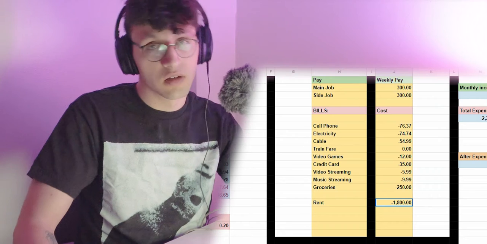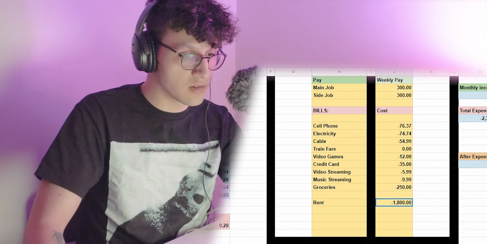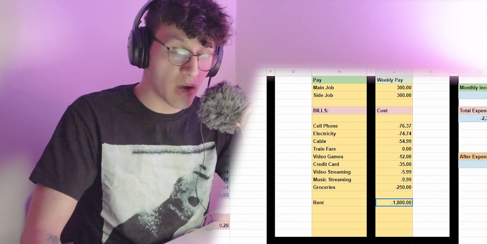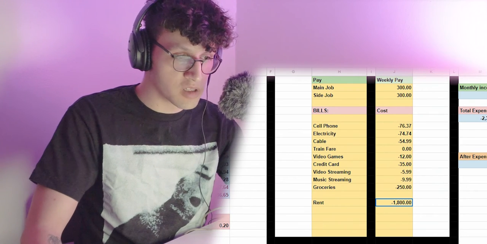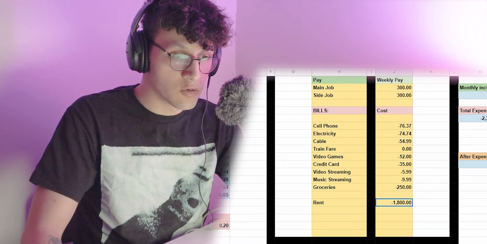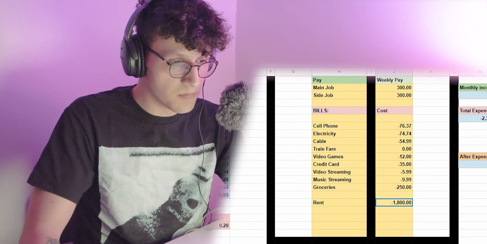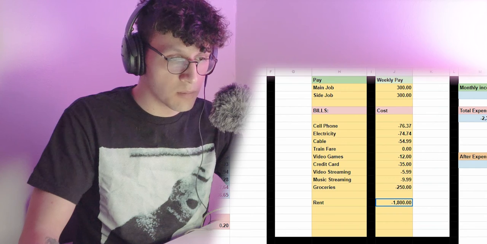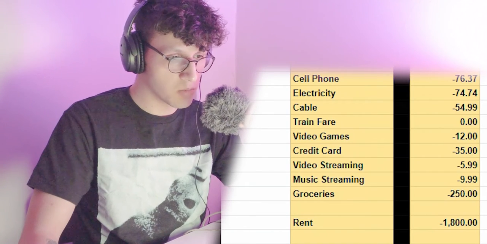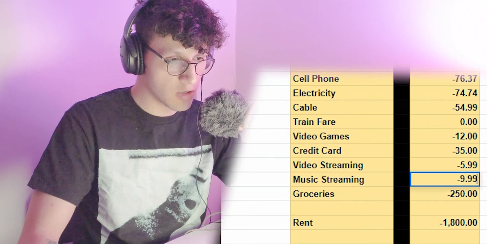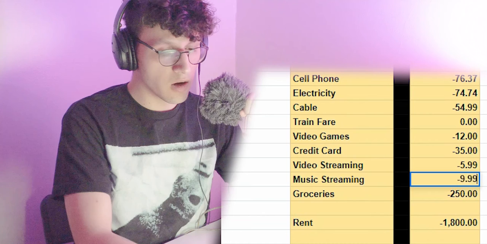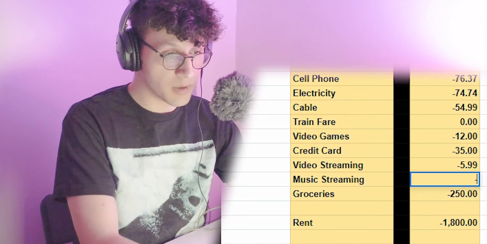Credit card payment, you can fill up this entire category with whatever credit card payments you have. This, for example, is if right now you were making a minimum payment of $35 a month, you would put credit card here and minus $35. So for example, if I wanted my music streaming service, if I had, let's say, 10 different things, that could really come out to a lot of money.